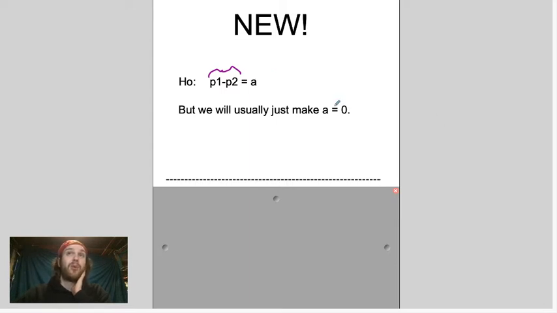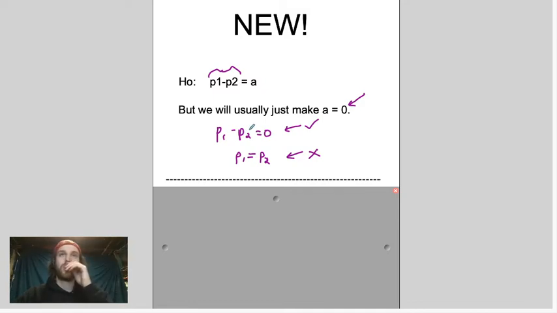Most of the time, we will be using A equals 0, because then P1 minus P2 would be equal to 0. So the null hypothesis is that the proportion from one population is equal, we could add P2 to both sides, to the proportion of the other population. You should never write your null hypothesis like that. I mean, you can, but don't. We typically write 0. The null hypothesis is that these two proportions are the same, and we're trying to prove otherwise. And that's usually what it ends up being.